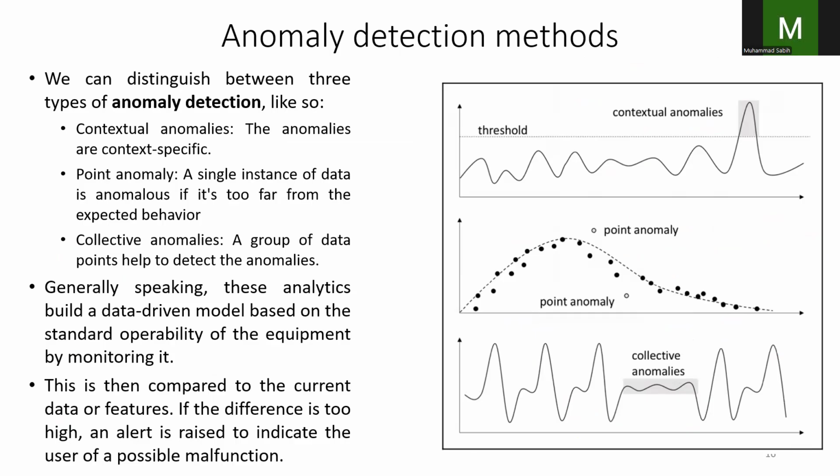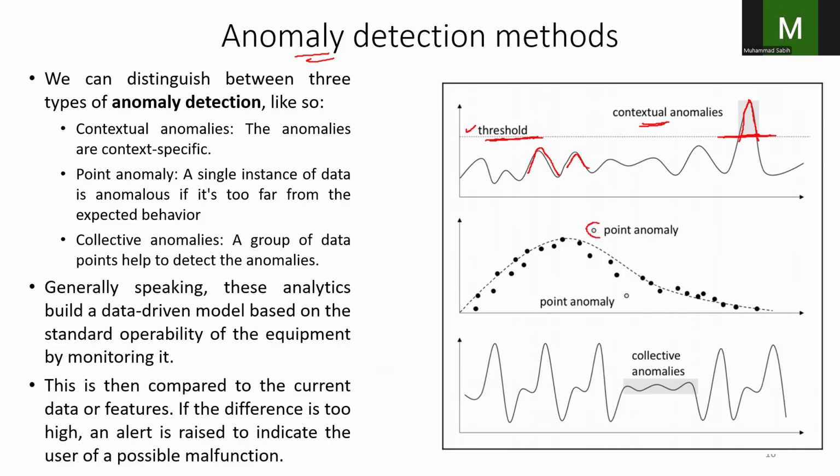Let's discuss more on anomaly detection. Basically, there are three types of anomalies. The first one is contextual anomaly, and in this contextual anomaly, you see the pattern is almost the same here, here, and almost similar here. The only thing is it is above a certain threshold. So the abnormality is considered in terms of some contextual data relative to something.